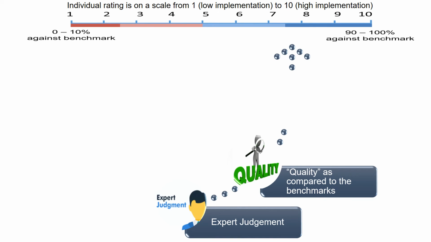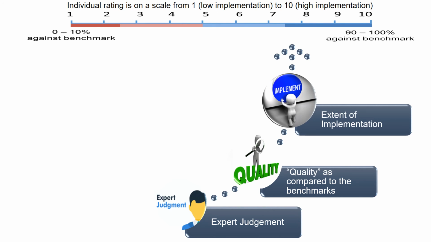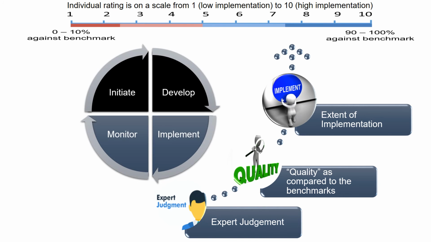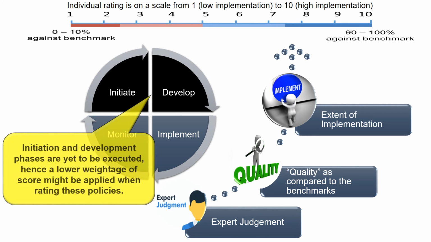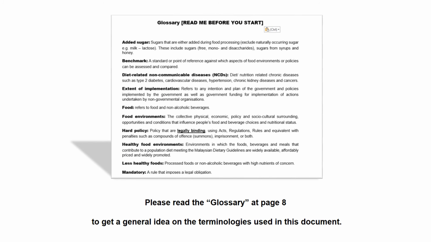First, quality as compared to the benchmark. Are they comprehensive enough, effective, and do they incorporate all aspects of the good practice statement? Next is the extent of implementation based on the policy cycle. First is the initiation, development, followed by implementation as well as monitoring. Since initiation and development phases are yet to be executed, a lower weightage of score might be applied when rating this policy. Hopefully by now you should have a general idea how to perform the rating.